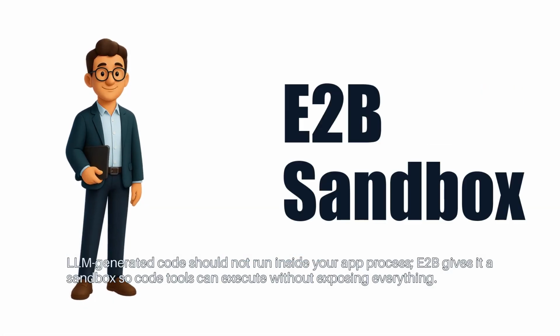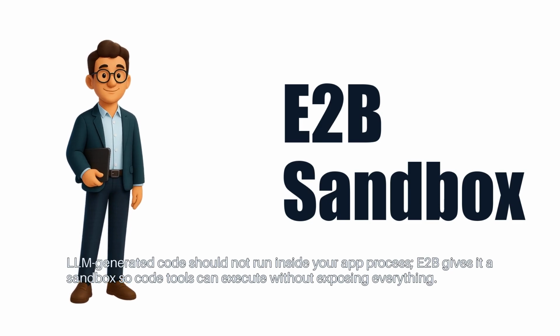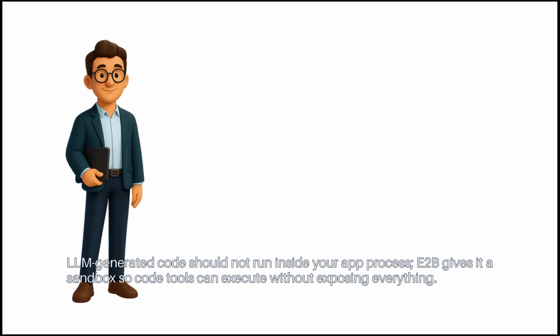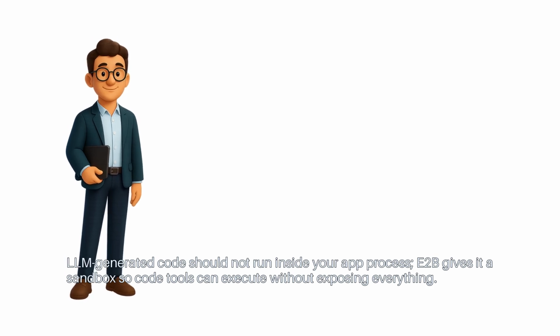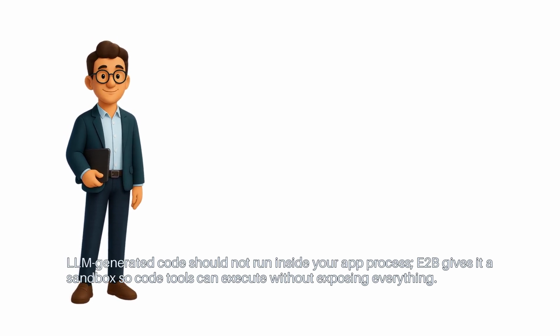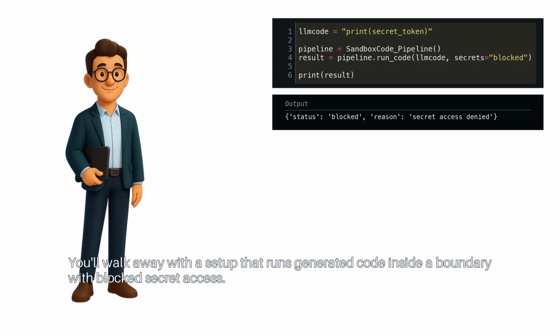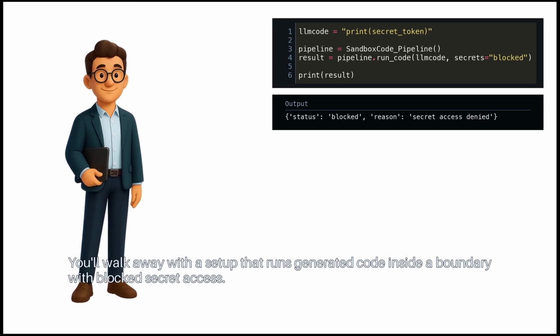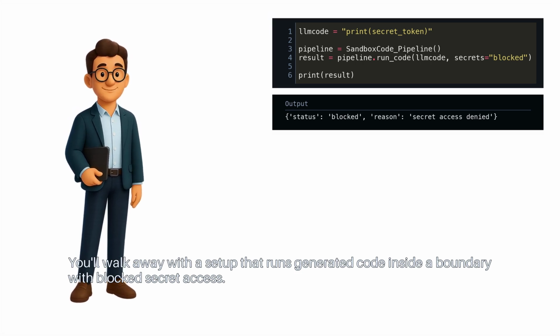LLM-generated code should not run inside your app process. E2B gives it a sandbox, so code tools can execute without exposing everything. You'll walk away with a setup that runs generated code inside a boundary with blocked secret access.